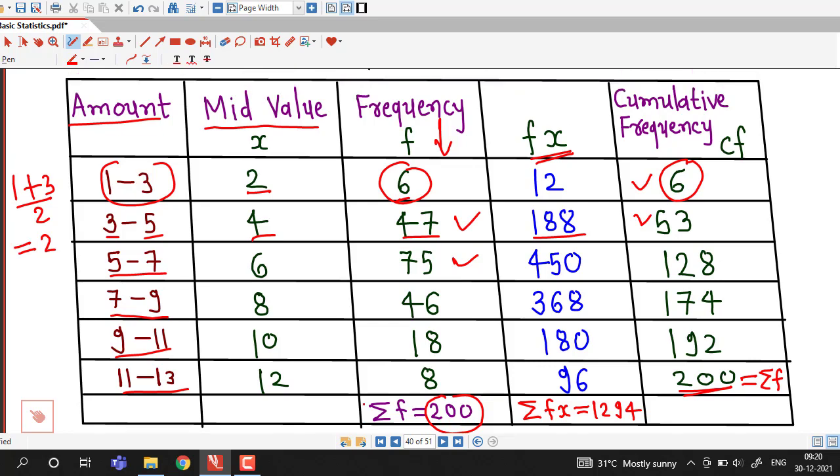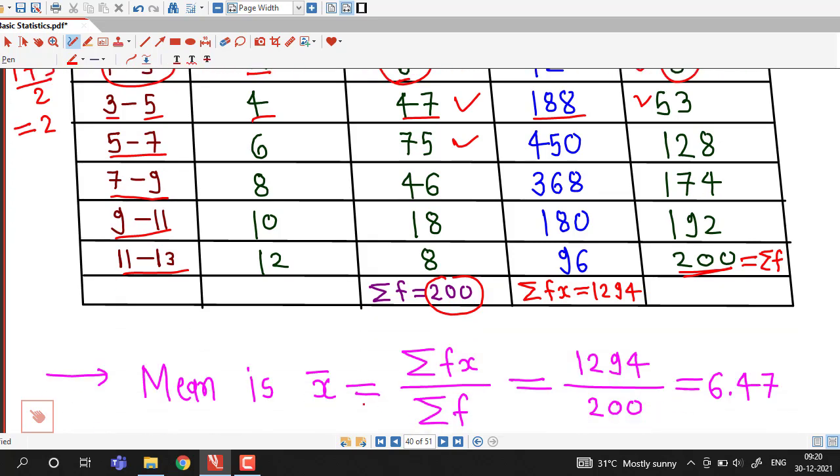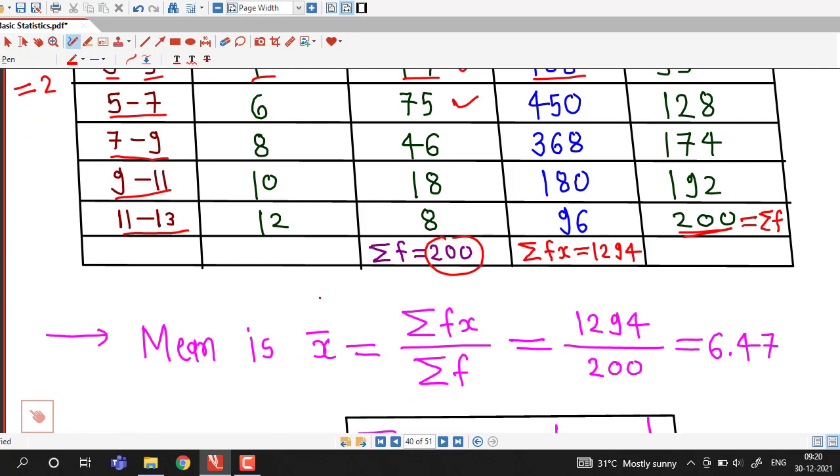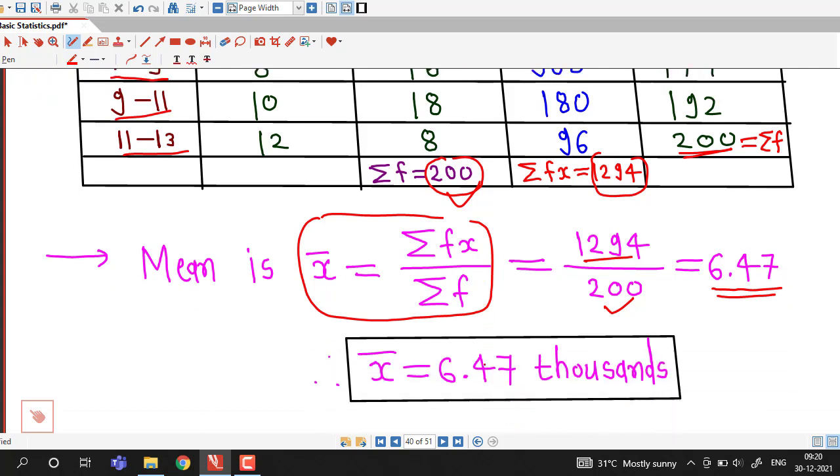Now for mean we have to apply this formula. Mean equal to sigma f into x divided by sigma f. Sigma f into x is 1294, divided by sigma f, which is 200. So this is 6.47 approximately, up to 2 decimal places. So we have obtained that the mean of this data is 6.47 thousands. These values are given in rupees thousands.